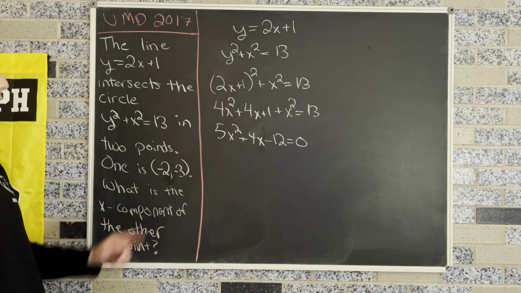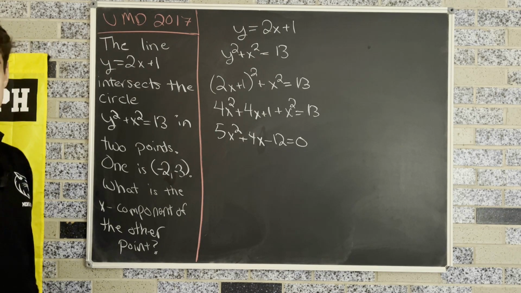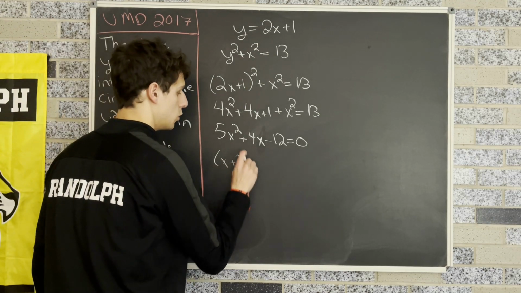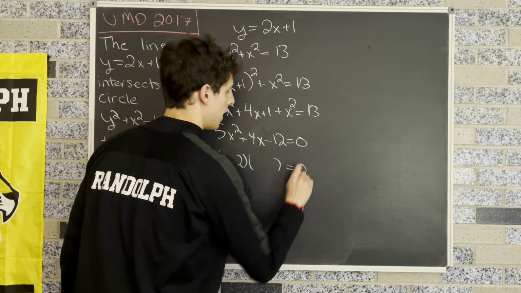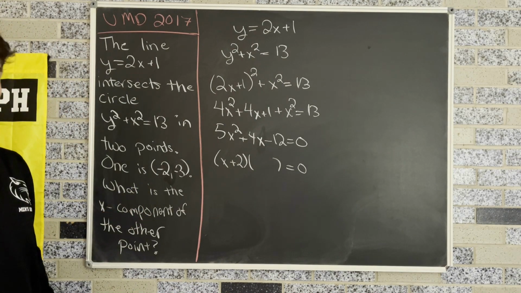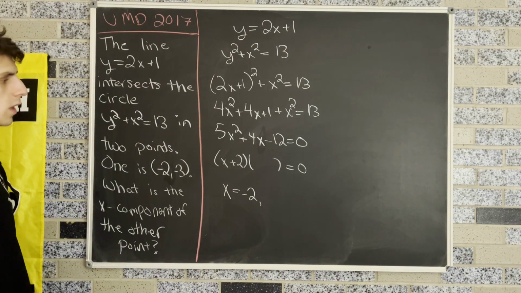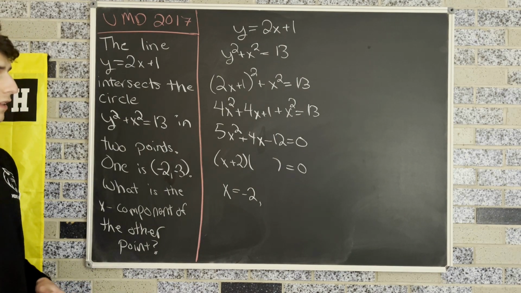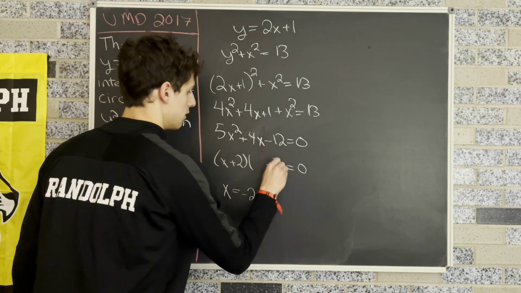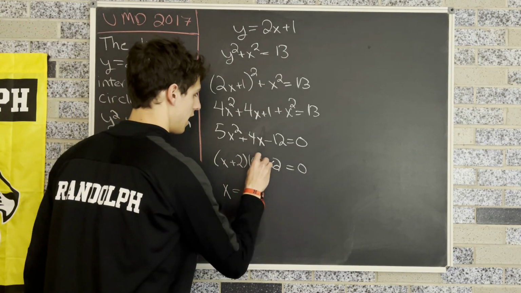Okay, but we know that one of our solutions is negative 2 for x. So we can use that as our first factor when we're looking to factor this. So we have (x plus 2), and we know that we have another term, and that's all equal to 0. That's because, like I said, we know that negative 2 is one of our solutions for x. But now all we have to do is figure out what these other numbers need to be. So what do we need to multiply 2 by to get negative 12? Well, that's going to be negative 6. And then what do we need to multiply x by to get 5x squared? Well, that's going to be 5x.